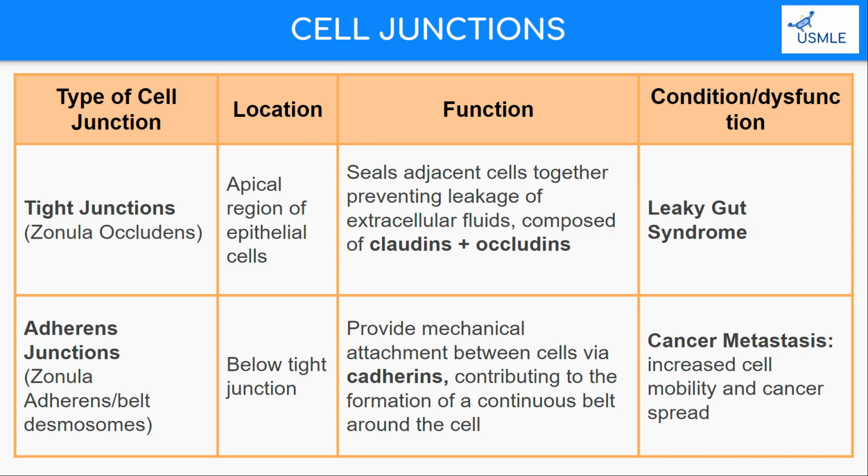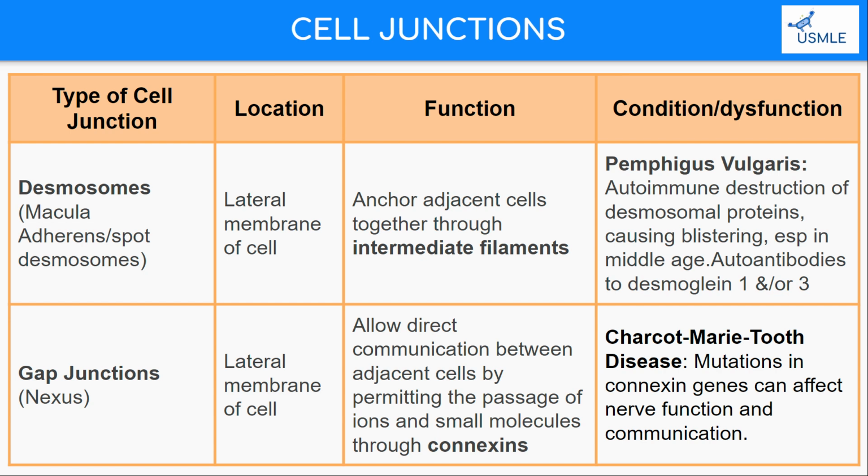Next up, we have the adherens junctions, also known as belt desmosomes. These are present just below the tight junctions. They provide mechanical attachment between cells via cadherins, contributing to the formation of a continuous belt around the cell. These are important in cancer metastasis, as when these are compromised, it can lead to increased cell mobility and spread of the cancer.